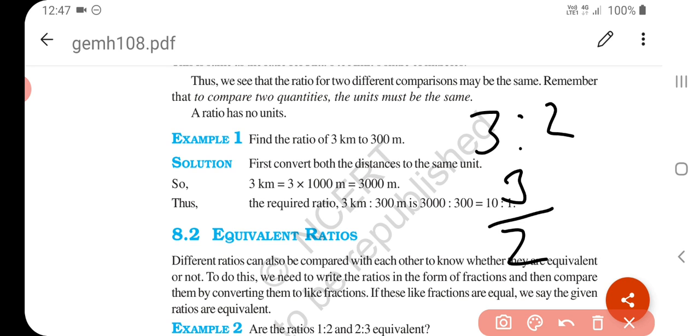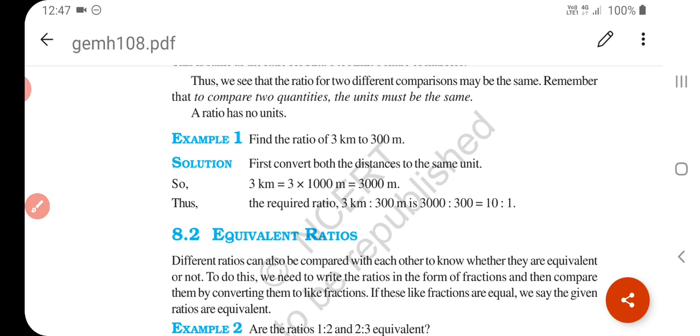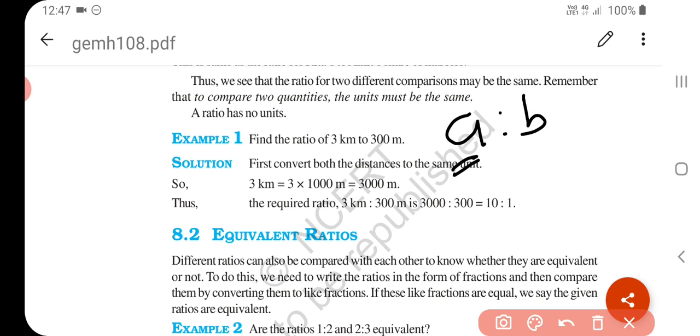Understand? So what we learn in this chapter: in general, the ratio of two numbers a and b we can denote as a is to b or a upon b, where a and b are two quantities. If we write it in the form a is to b, then a is called the antecedent and b is called the consequent. A ratio does not have a unit itself. Remember this. And to compare two quantities, the unit must be the same.